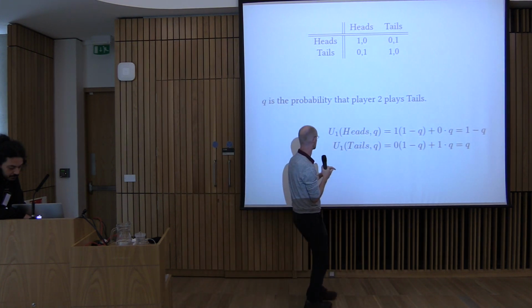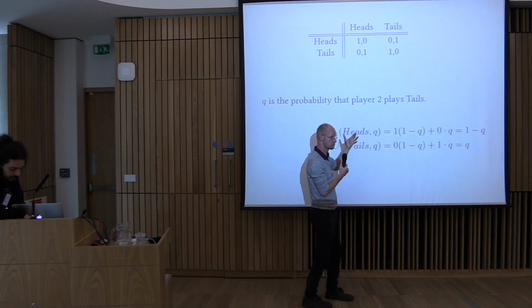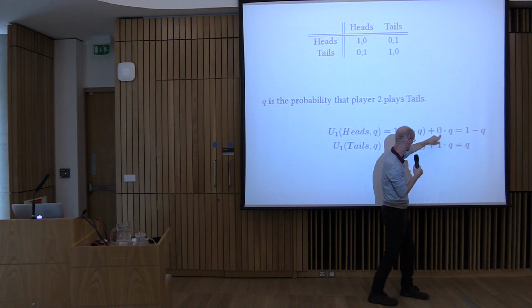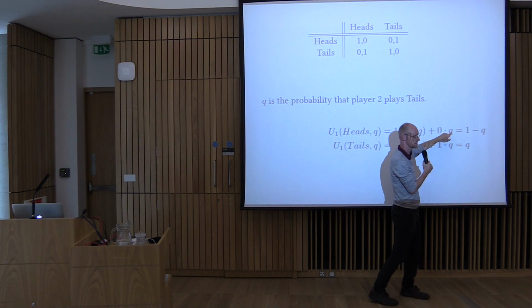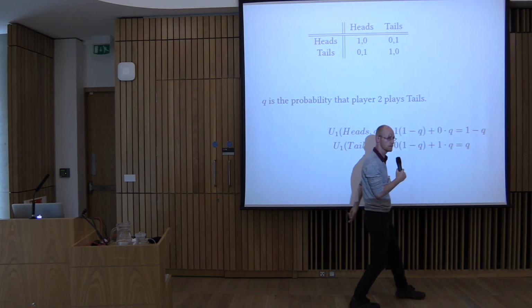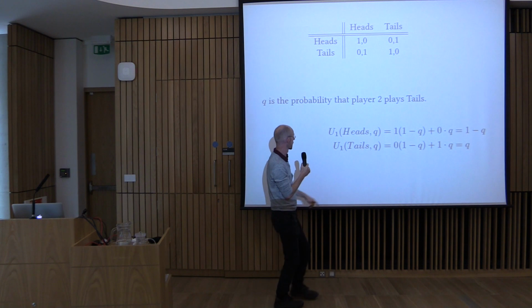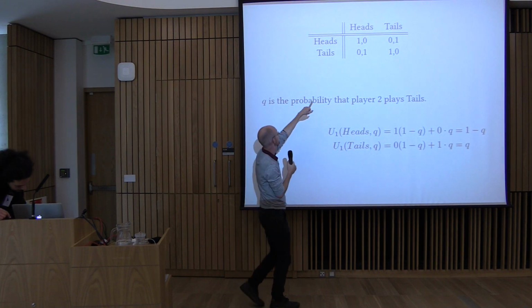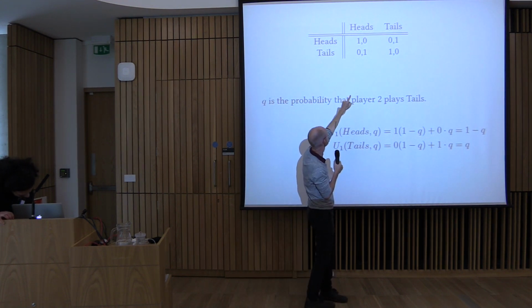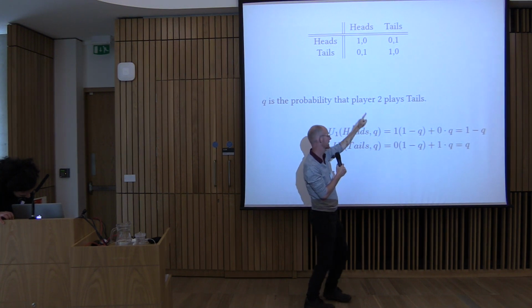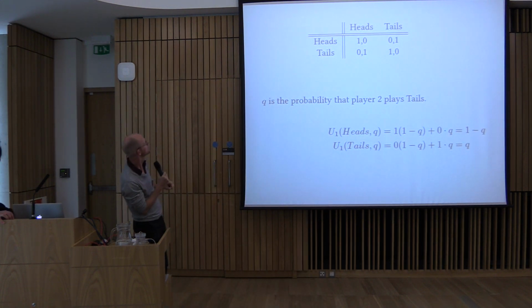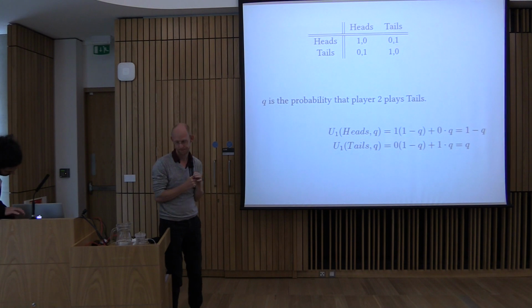So the utility of playing heads, if he plays strategy Q, is 1 times the chance that he plays heads, and 0 times the probability that he plays tails, which just means 1 minus Q. You do exactly the same for playing tails: that's 0 times 1 minus Q plus 1 times Q, which is just Q. So now you know for each of the actions, heads and tails, what your utility is.